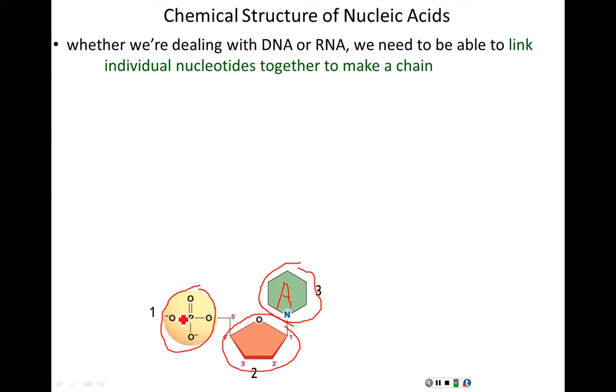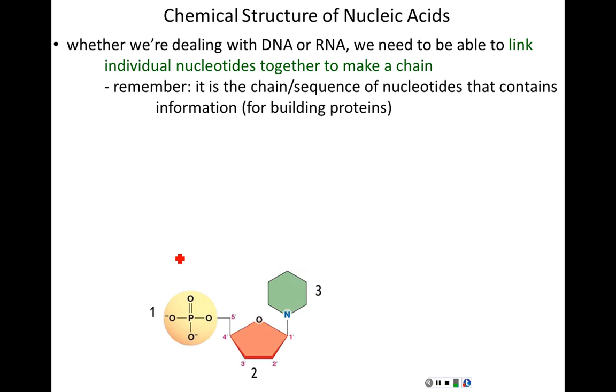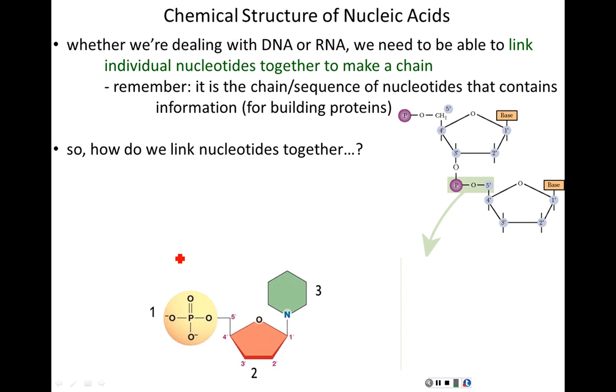So all nucleotides are the same in their phosphate and their sugar. It's only the base that gives them their identity, their differences. We need to string these together to make a chain. Remember, it's the chain or sequence of nucleotides that contains the information for building proteins. That's what's important. So how do we link nucleotides together? How do we make these chains?